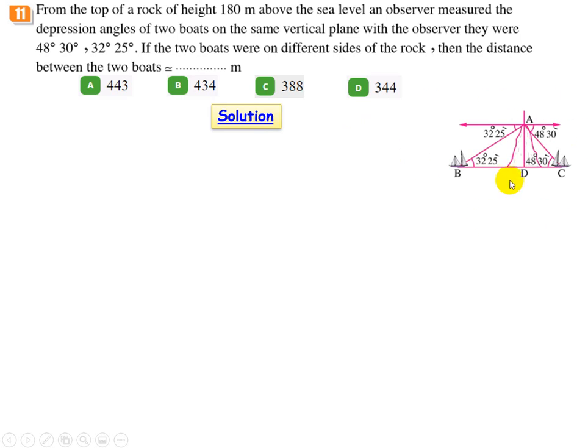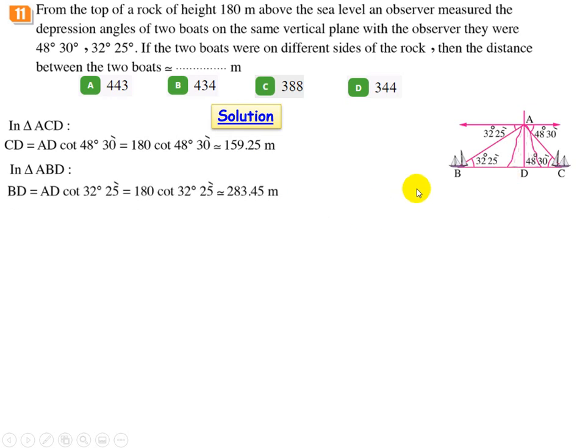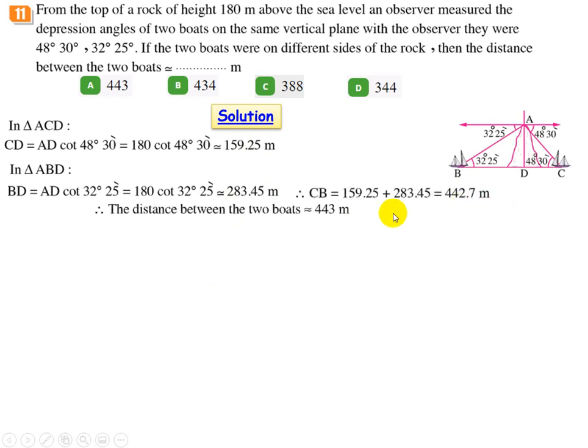After drawing the figure, triangle ACD is a right angle triangle at D. So tan 48.30 equals AD over DC. AD equals 180, so DC equals 180 cotan of the angle, which will be 159.25. In a similar way in triangle ABD, you will find that BD equals 283.45. Adding the two answers to get the length of BC, it will be approximately 443.